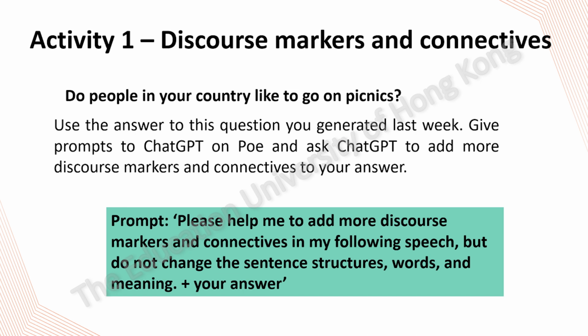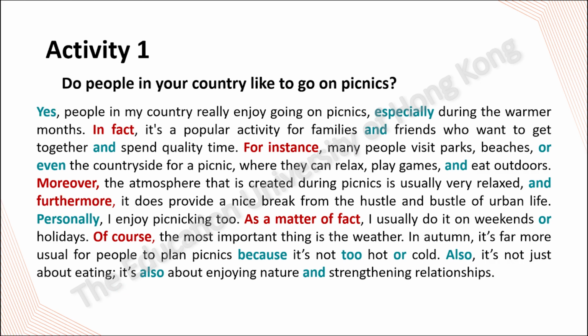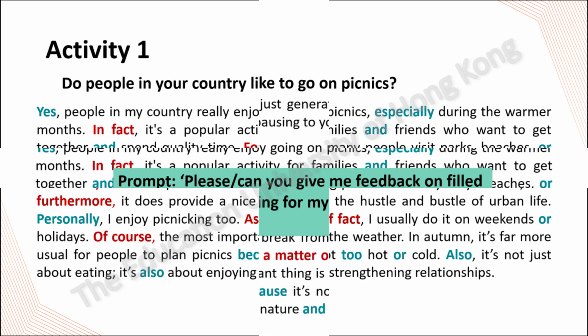Give this prompt: please help me to add more discourse markers and connectives in my following speech, but do not change the sentence structures, words, and meaning, plus your answer. After giving the prompt to ChatGPT on Poe, you will receive feedback on discourse markers and connectives from the AI tool. The discourse markers and connectives in blue are the ones in the original text. Those in red are the ones added by the AI tool.